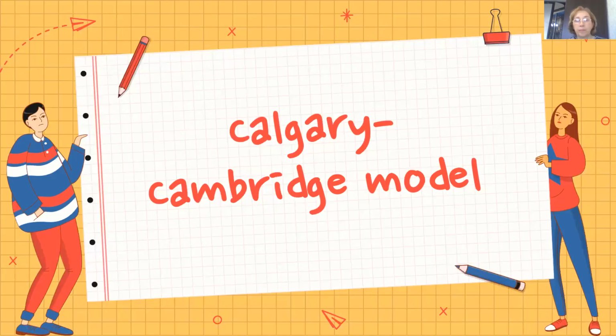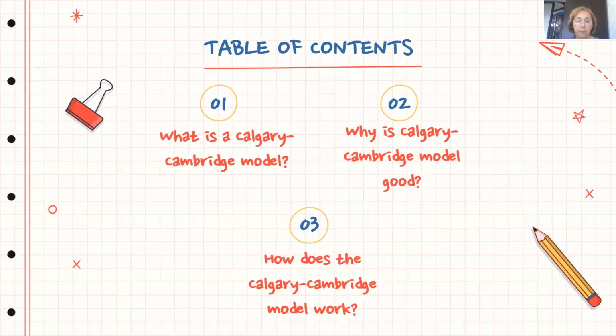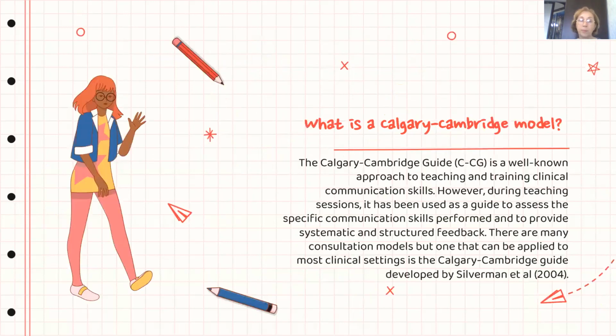So we are going to talk today about the Calgary-Cambridge model. First of all, Rula is going to talk about what the Calgary-Cambridge model is, then I am going to talk about why the Calgary-Cambridge model is good, and in the end, Rula is going to talk about how the Calgary-Cambridge model works. So let's start with Rula.